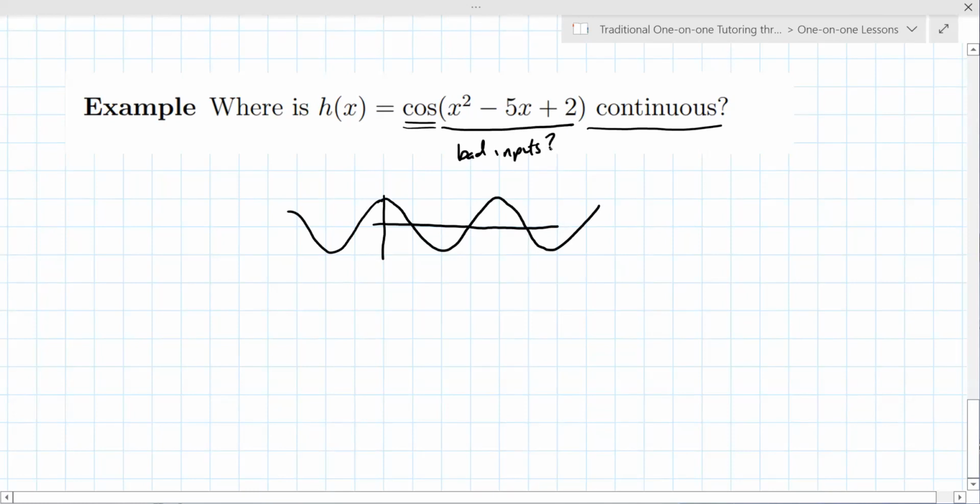In other words, is there any place where x squared minus 5x plus 2 is bad? It's kind of general, but because cosine is defined everywhere, there are no bad inputs for it. Okay, so the cosine is fine, the x squared minus 5x plus 2 is fine. Since they're both fine, there's no issues. But let me give you one where there would be a problem, because I think that's a reasonable question to ask.